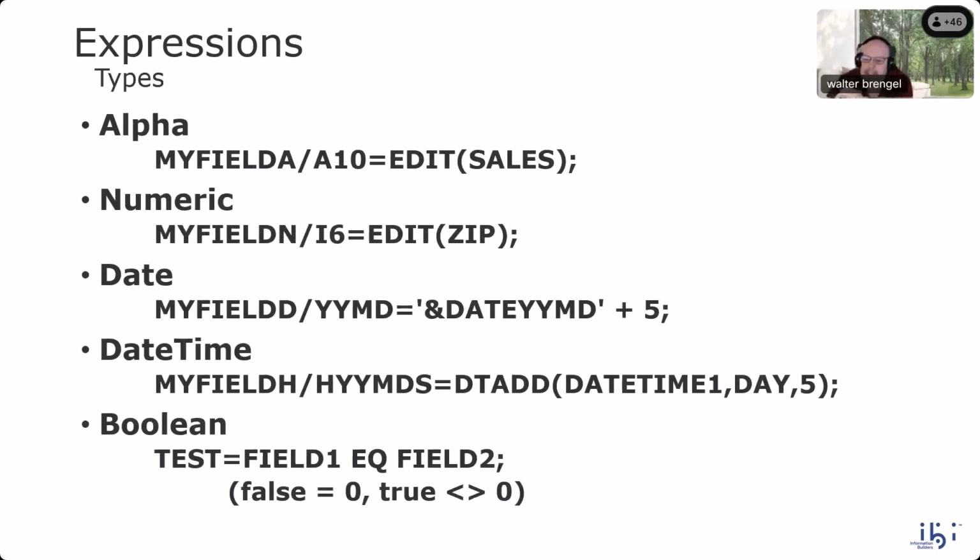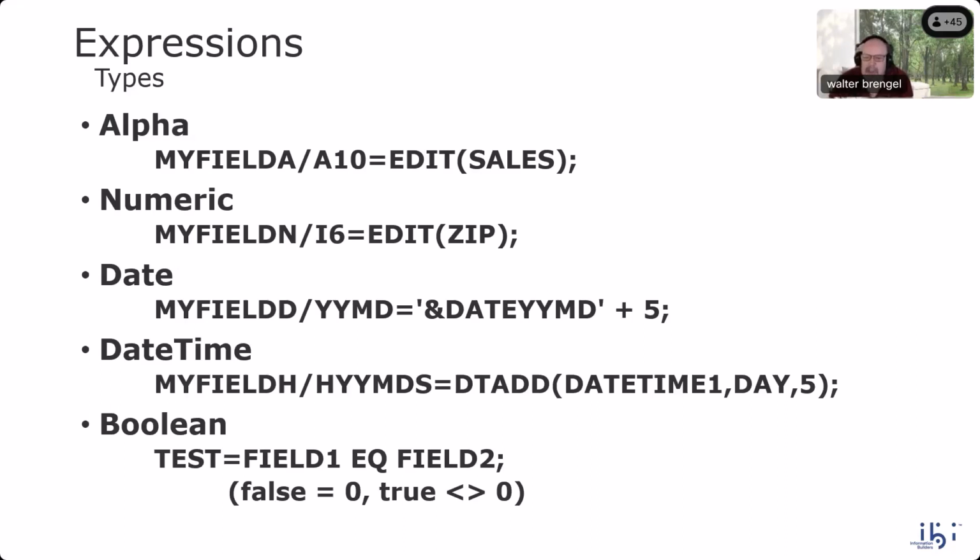So enter expressions. We determine the expression based on the type, and the type is alpha if the result of the expression returns an alpha. So the type is all based on the format of the return value of the expression. Numeric, if I do edit of zip, if zip is an alpha and I'm translating it to a number using edit, a date field, date time field.